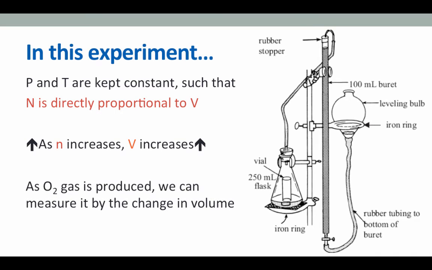So specifically, when we react our hydrogen peroxide with our potassium permanganate, we are going to produce oxygen gas, and we will measure the production of the oxygen gas by a change in volume that we will measure using our modified burette system, pictured on the right.